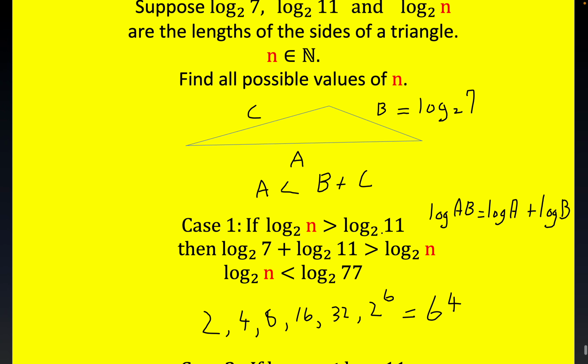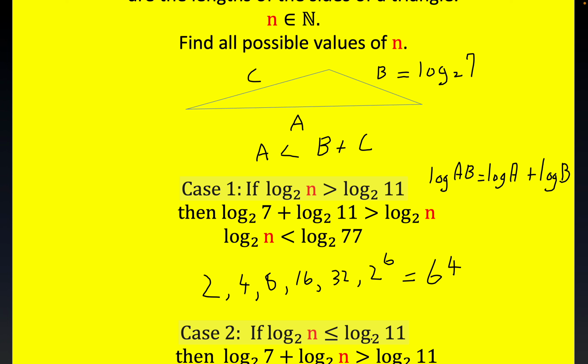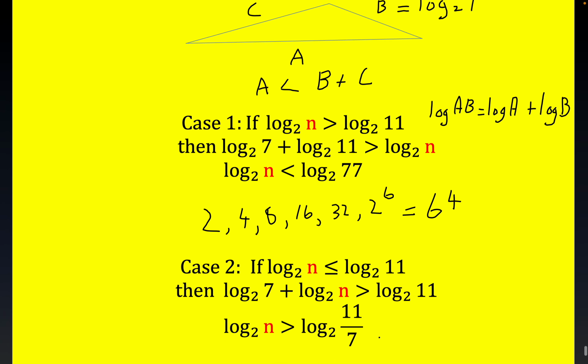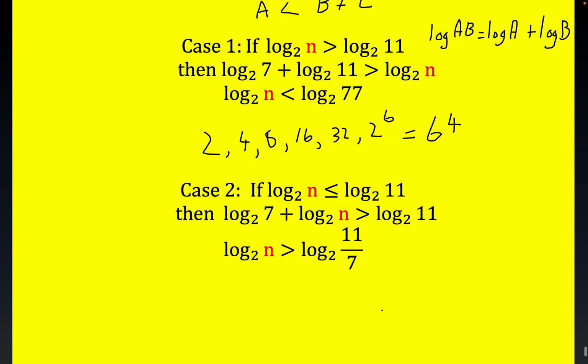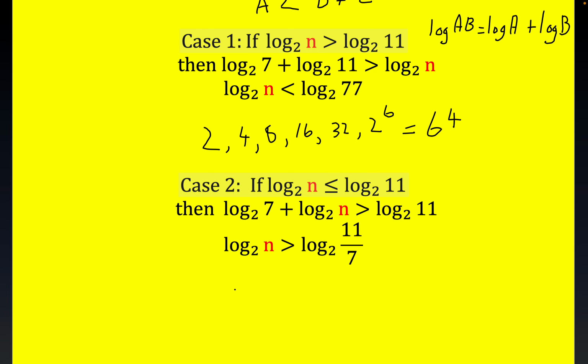But now case 2 would be: what if log base 2 of n is less than or equal to the longest fixed leg? That's a very similar step, except we'll be using a difference. I won't write the steps, but if you subtract log base 2 of 7 from this side, you get log base 2 of n is less than log base 2 of 11 minus log base 2 of 7. There's a quotient property that we used: the log of a quotient is the difference of the logs, and you'd have the difference of the logs if you subtracted log base 2 of 7 from both sides of this inequality.